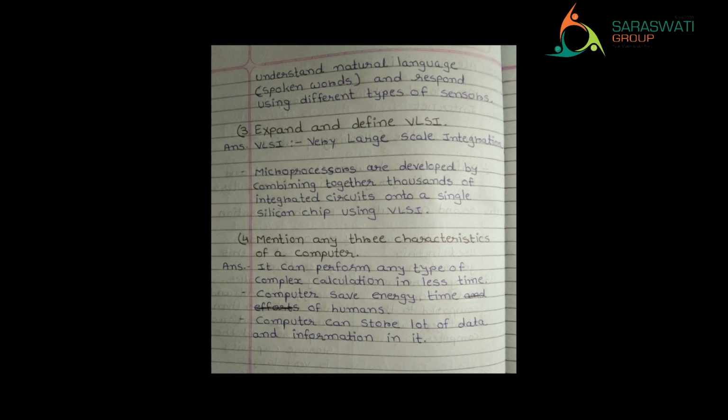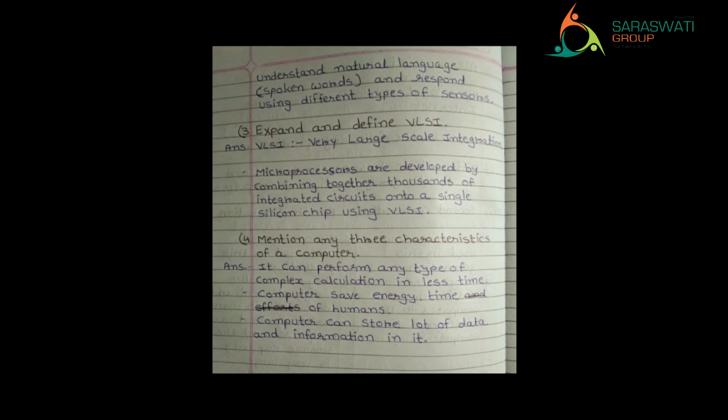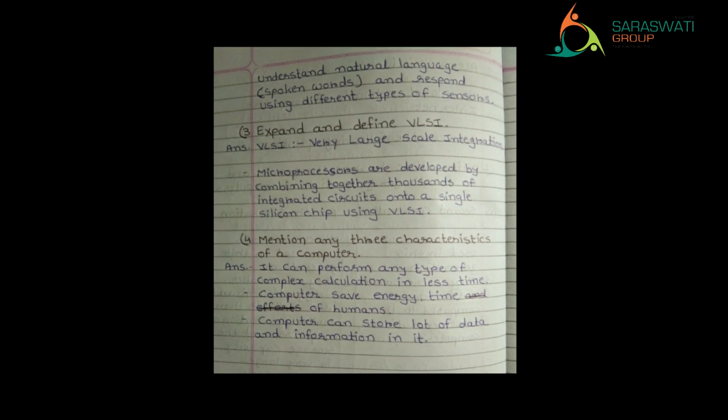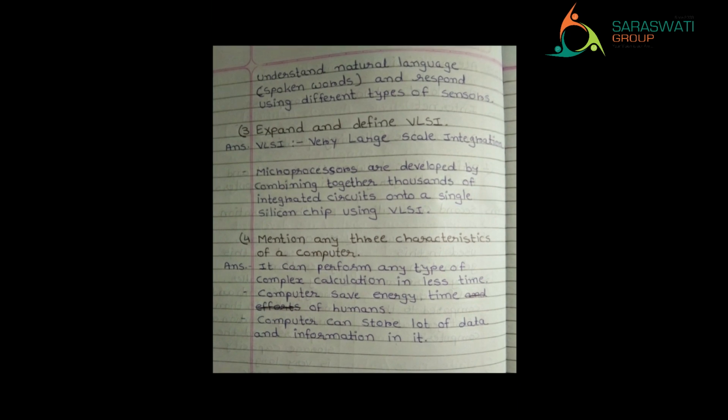That means to develop a computer which is very small in size, we have to just decrease the size of components, electronic components, right? So it was decreased in the form of a microprocessor, and on a single chip so many circuits like ICs were joined, right? It was combined, and it was combined using VLSI. So only it is considered as Very Large Scale Integration. Clear? Now the last question of the first chapter.